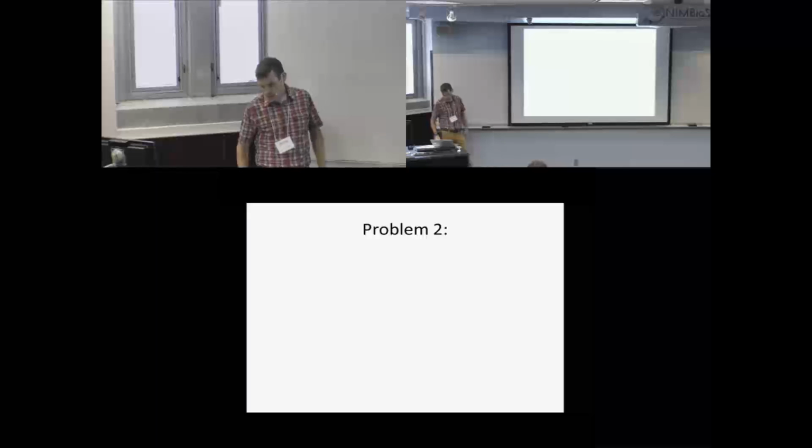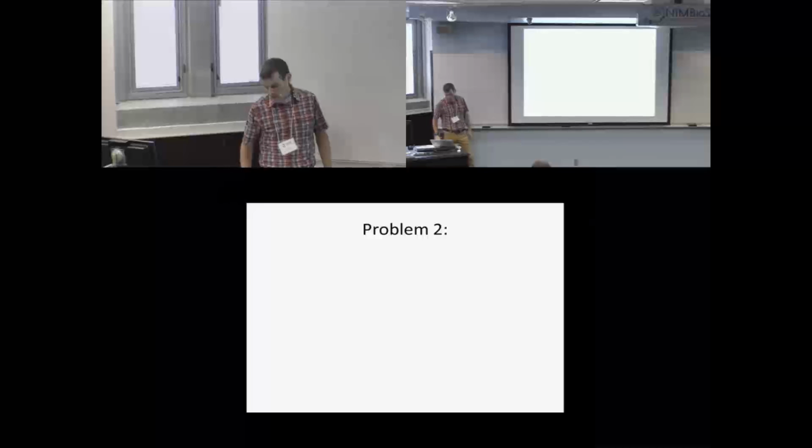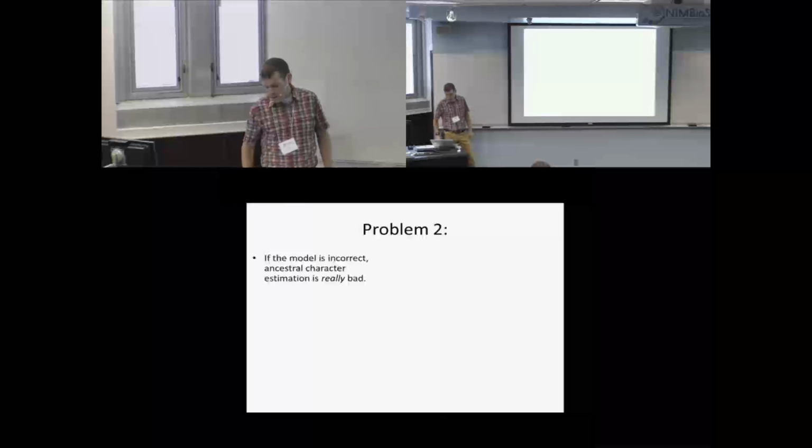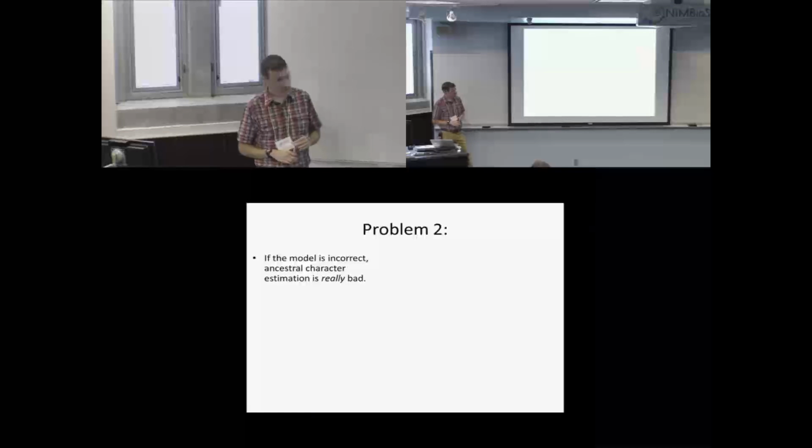So, just to return to these problems, the second problem I think is more pernicious, and that's what happens when the model's incorrect. And under these conditions, ancestral state reconstruction can be very bad. Okay.